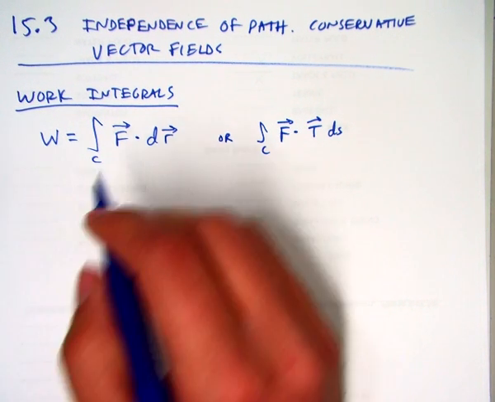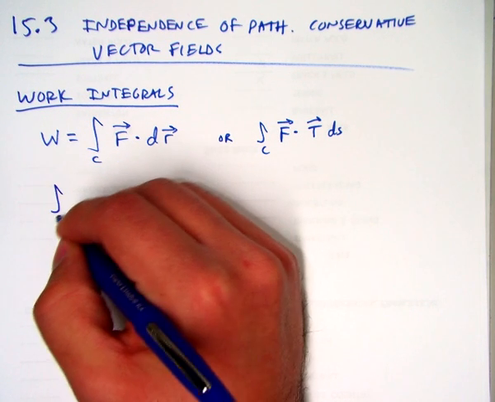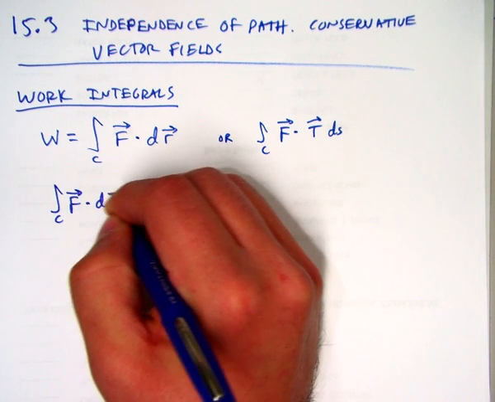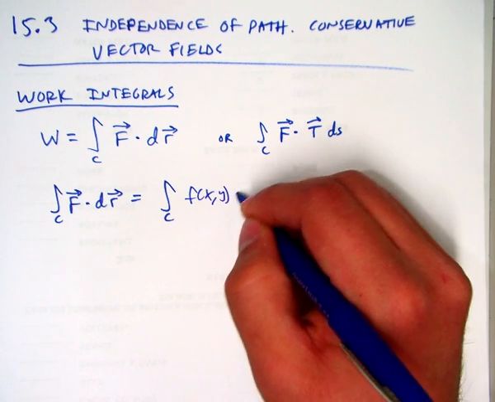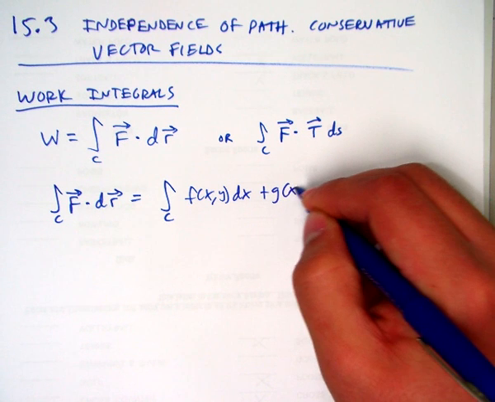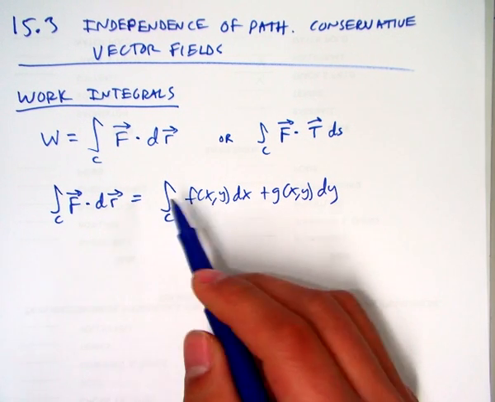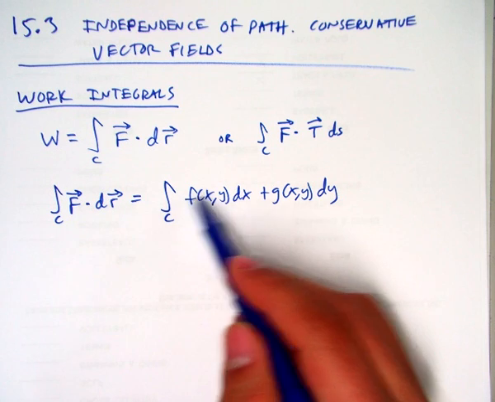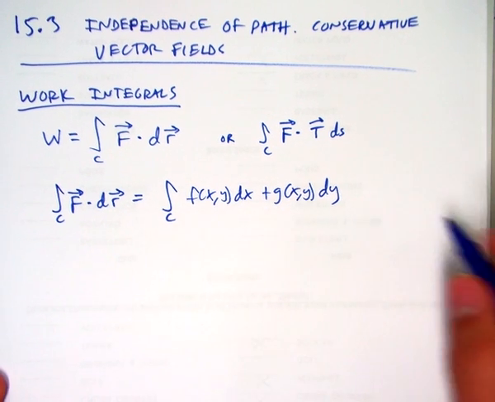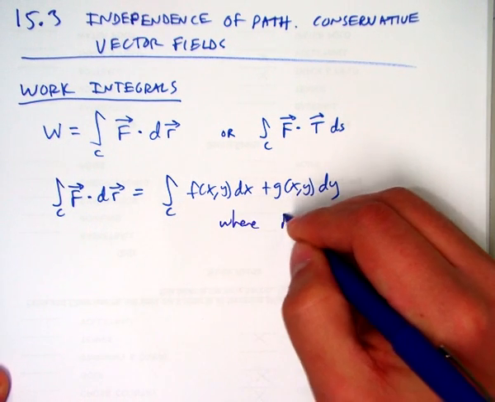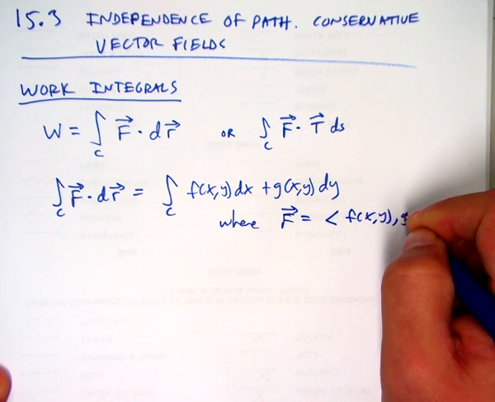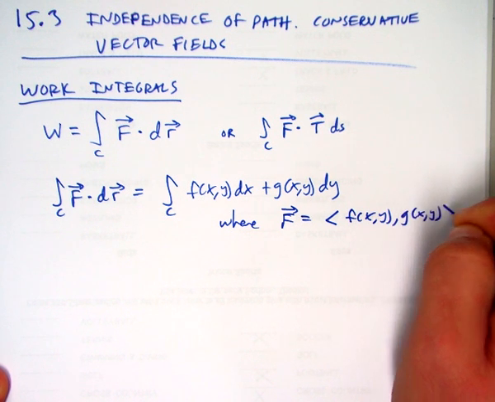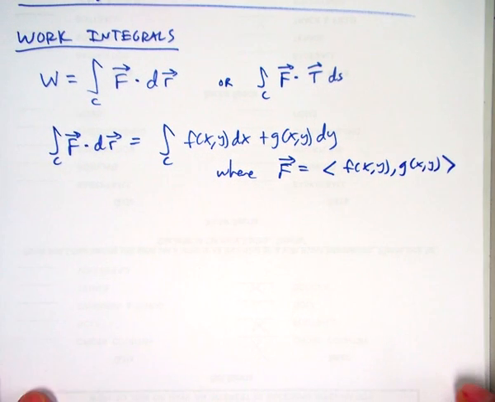Let's see, what else did we talk about? We also split up the work integral as little f of x, y dx plus little g of x, y dy. So we actually took the dot product of the vector field with dx and dy. And remember that this is still all for the same vector field, so all these mean the same thing. And that's kind of what we've been working on, evaluating. Lots of different ways to do it.